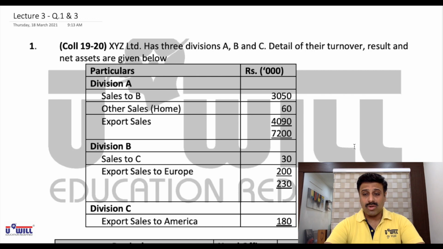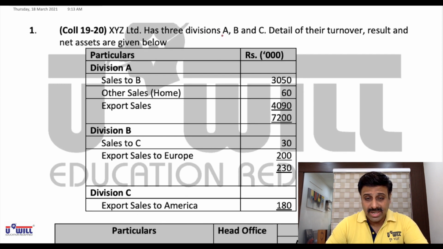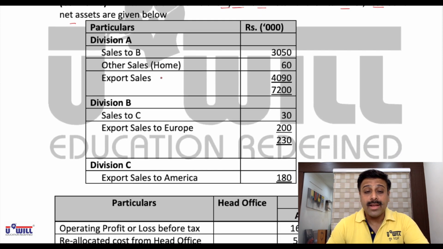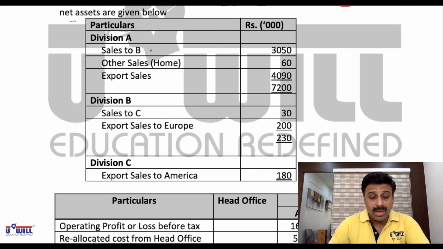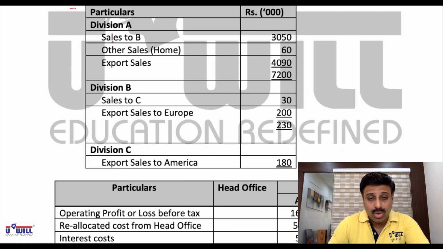Now let us solve question number 1, which is based on this publication of segment report. Understand it properly. XYZ Limited has 3 divisions, 3 segments, A, B, and C. Details of their turnover, results, and net assets are given below. So division A, segment A. Whatever segment A has sold to B, sales to B, will be inter-segment revenue. A is sending the goods to B, so that will be considered inter-segment revenue.